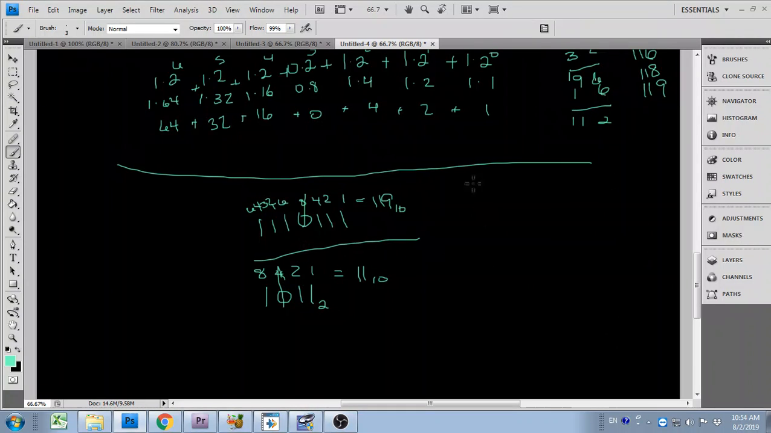Let's do how about 1, 0, 1, 0, 1. We haven't done that one yet. Okay, so 1, 2, 4, 8, 16. Don't care. Cross them out. 16 plus 4 is 20 plus 1 is 21. Okay, so that's base 10. So that's basically how I recommend most people converting from the binary to the decimal numbers.